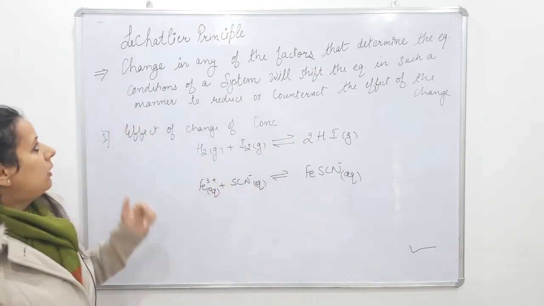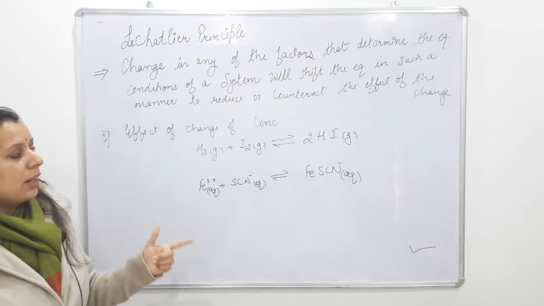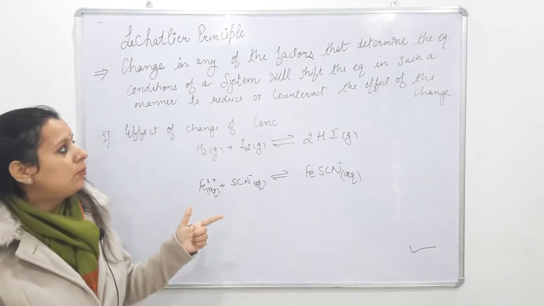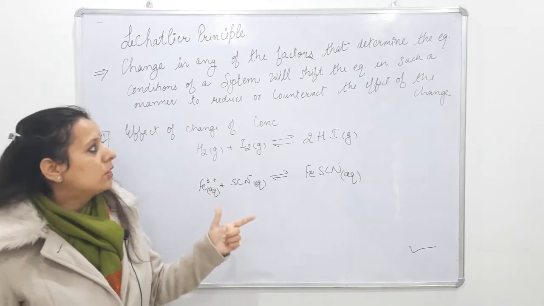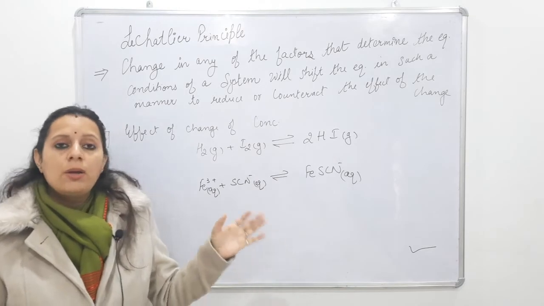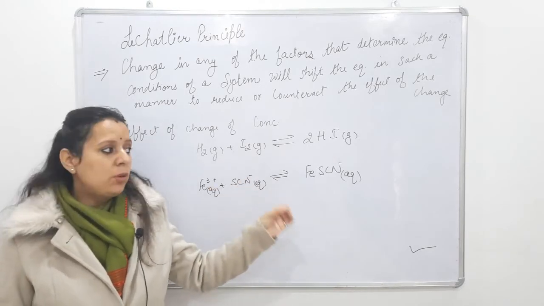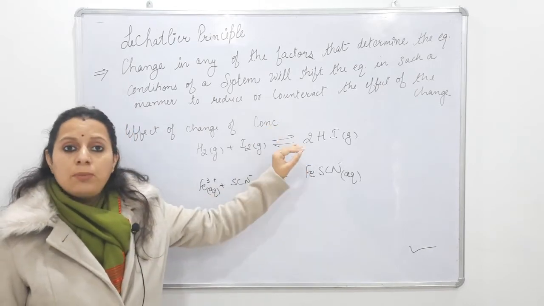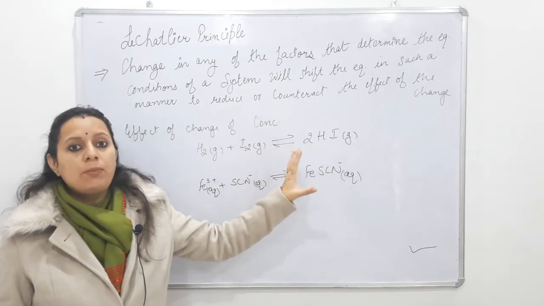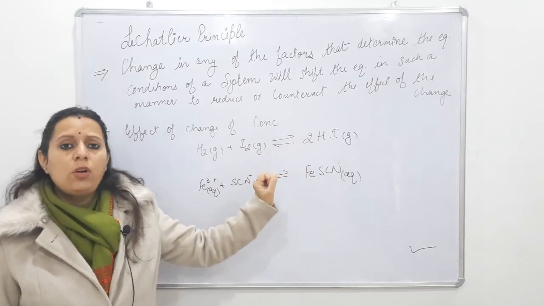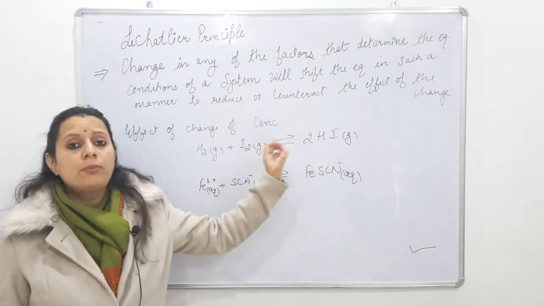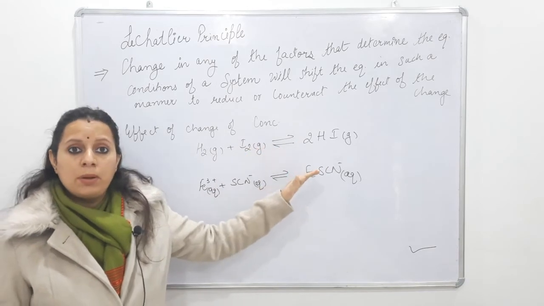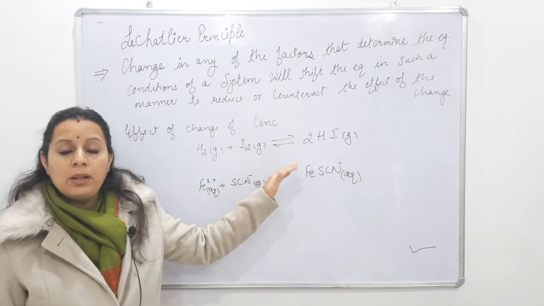Here you can see it is written that change in any of the factors that determines the equilibrium condition of a system will shift the equilibrium in such a manner as to reduce or counteract the effect of the change. इसका क्या मतलब है? इसका मतलब ये है कि जब भी कोई चीज़ इक्विलिब्रियम में है, फॉर एग्जांपल ये एक रिएक्शन है, ये इक्विलिब्रियम में है, अब अभी मैंने इसमें कुछ चेंज कर दिया, फॉर एग्जांपल I have changed its concentration, or I have changed its temperature or pressure whatsoever, then in that case what will happen to the equilibrium? It will not stay in the equilibrium, it will be disturbed.